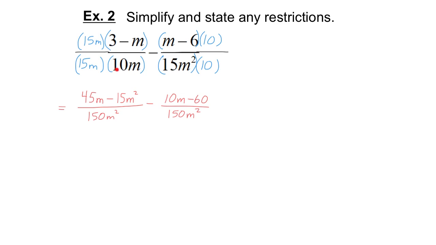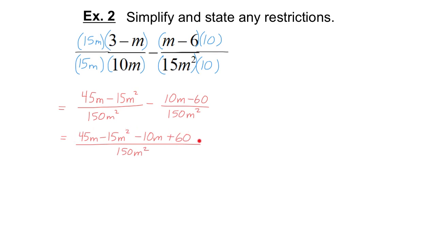Well, if I multiply 10m by 15m, I get 150m squared. If I multiply 15m squared by 10, I get 150m squared. And I'd have to do the same thing to each numerator. I end up with these numerators. So now that I have a common denominator, I can just subtract this from this. Notice here I'm subtracting 10m, so that's minus 10m, and I'm subtracting minus 60. That's where the plus 60 came from.